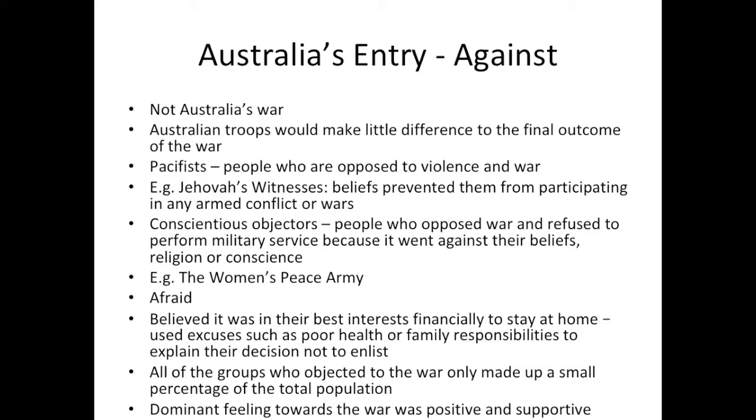The Women's Peace Army, led by a woman named Vida Goldstein, was a women's organization made up of pacifists and conscientious objectors. Their mission was to mobilize women in Australia who opposed the war. Goldstein, who was also a well-known suffragette, attracted large numbers of people to public meetings.